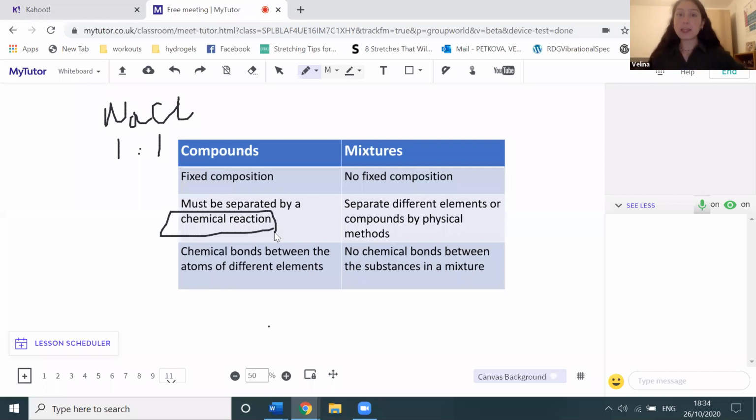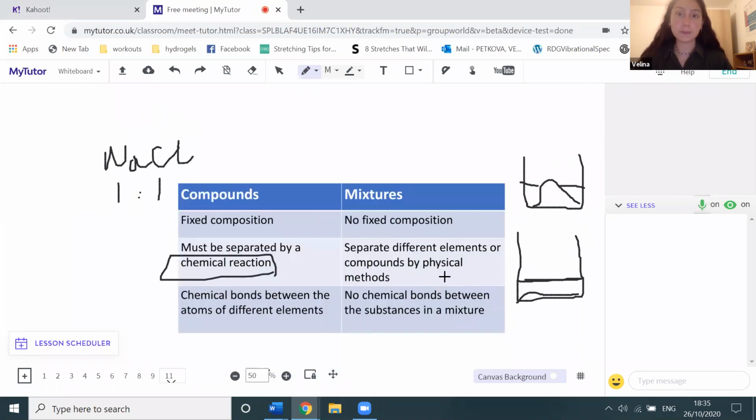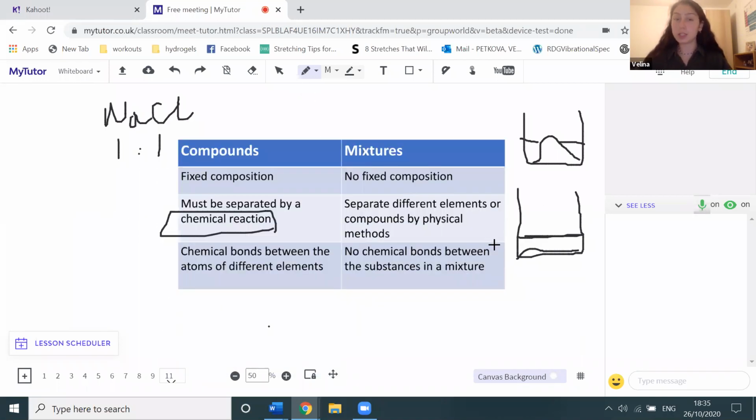Whilst with mixtures, there's no fixed composition. So if you had a mixture of sand and water, if that's your sand and say this is your water, you can have a mixture like that. But another mixture could be with a tiny amount of sand just on the bottom and loads of water. So your mixtures don't have a fixed composition. The amount in it can change easily. To separate this mixture, it's a lot easier, as you just need to use physical methods because there are no chemical bonds between the substances. They're just mixed together.